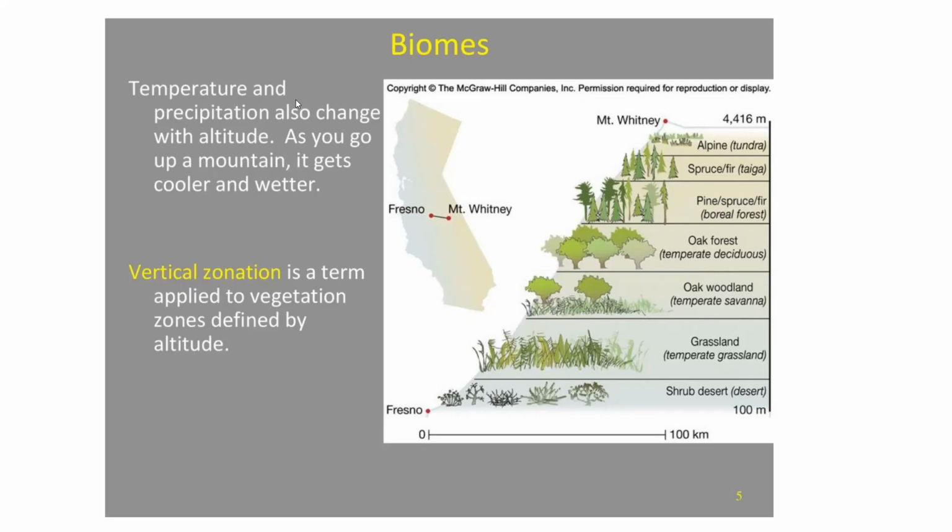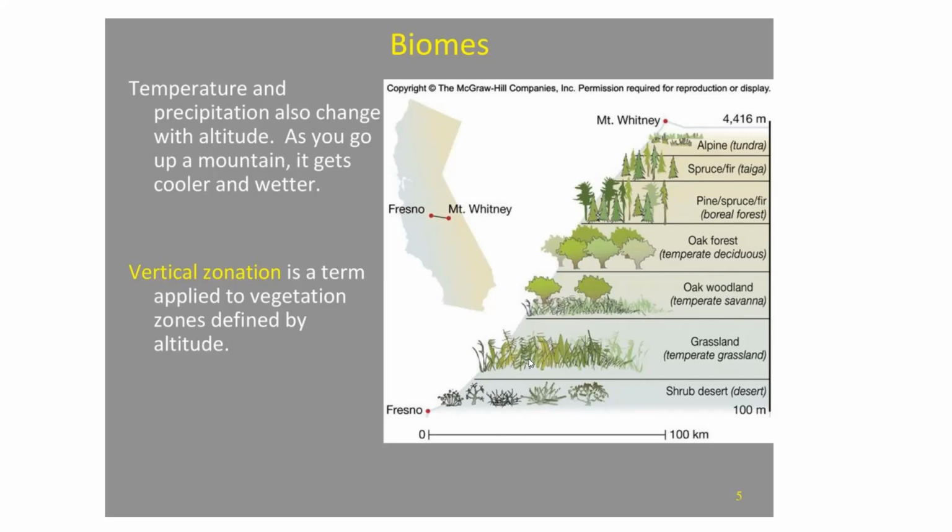One example of this is just a 60-mile stretch, so 100 kilometers, from Fresno to the top of Mount Whitney, which I believe is the highest elevation in California. It's about 100 kilometers between those two locations, that's about 62 miles. And between those two locations, you also have a pretty drastic change in the elevation.